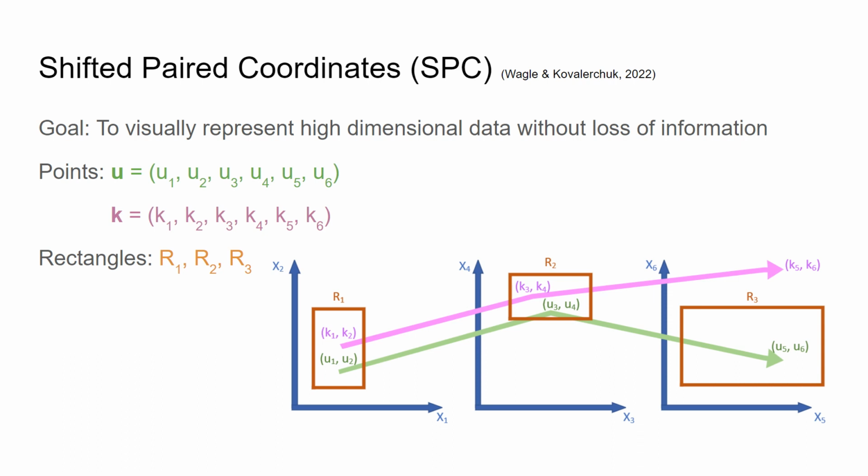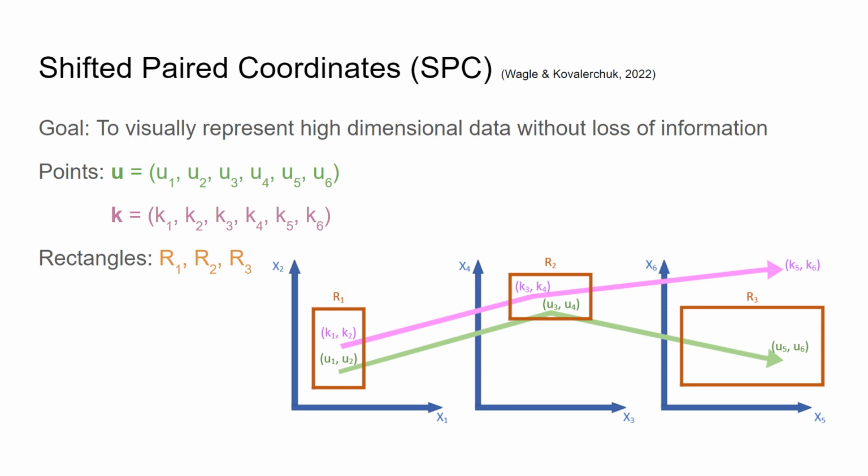So let's look at the point U. It's in green. It's a 6-dimensional point, and we want to represent this point visually. So the shifted paired coordinates have us take every 2 attributes from this point and put them into their own 2D subcoordinate. And then it connects these attributes into a line which shows the point. So if we look at the green line in the subcoordinates, we can see there's U1, U2, U3, U4, and U5, U6, which are all connected in a vector which represents the point U.